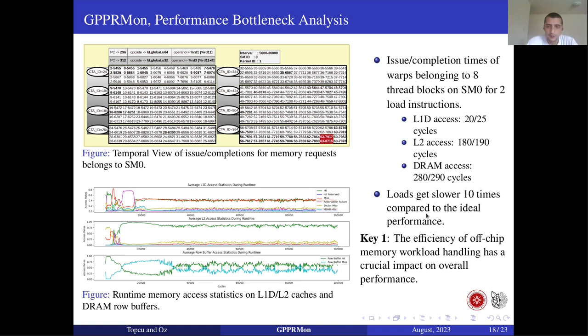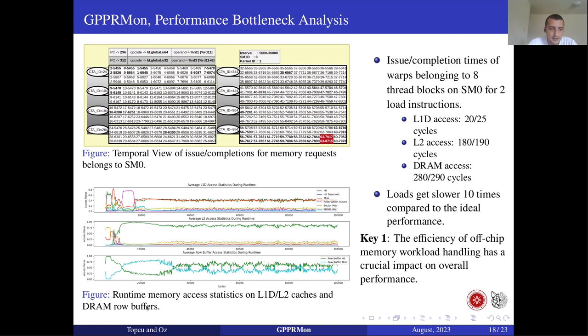The first observation here is that the efficiency of off-chip memory workload handling, off-chip memory traffic, has a crucial impact on overall performance, because the L1 data caches are private within each SM. However, the off-chip memory partitions are being handled by all the SMs, and their performance is harmed due to the traffic of those SMs.